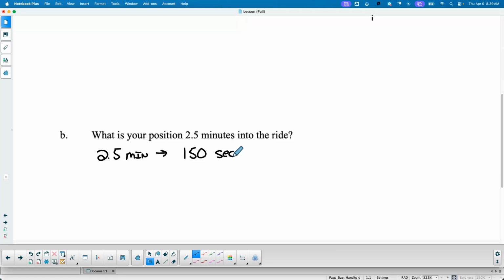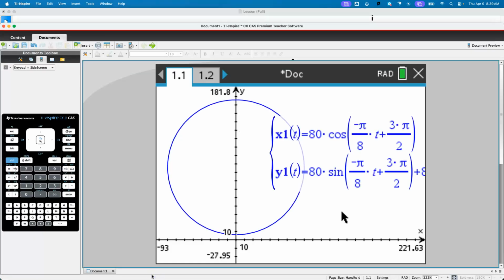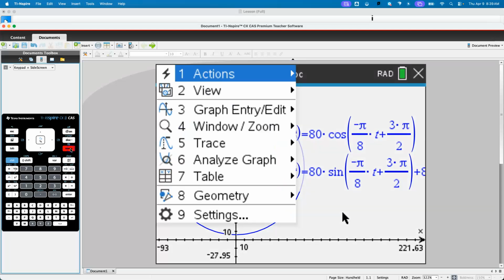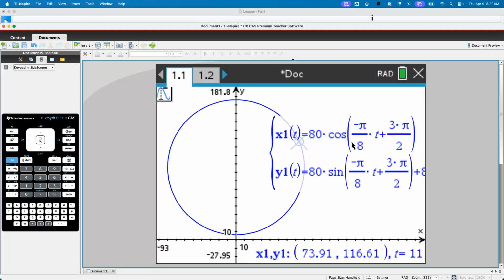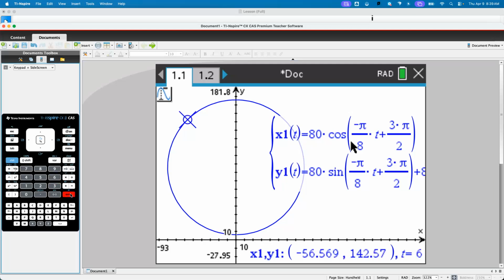Okay. So this would be a t value here of 6. Now I could also have made my t value bigger than 150 and then just traced it to 150 also. But if we wanted to, we could just do a t value at 6 seconds. That's menu, trace, 6. Okay. So we are 56.569 feet left of center and 142.57 feet above the ground.